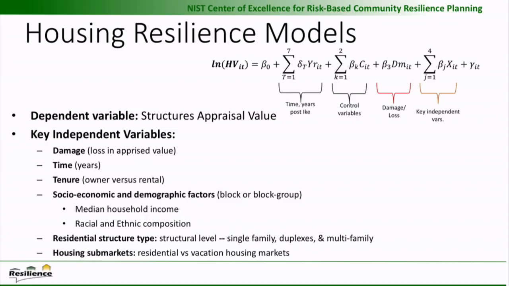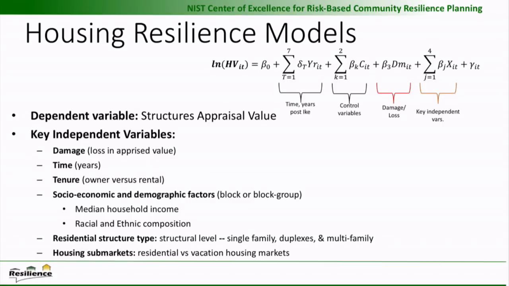Key independent variables we're including in this are damage, time, and tenure, owner versus renter occupied. The literature is quite clear on variations in that. Some socio-demographic and economic factors, income, racial and ethnic characteristics, in part because those capture varying levels of resources that households have access to. We're also looking at a variety of different residential structures, single, multifamily, duplexes, as well as more recently different housing markets.